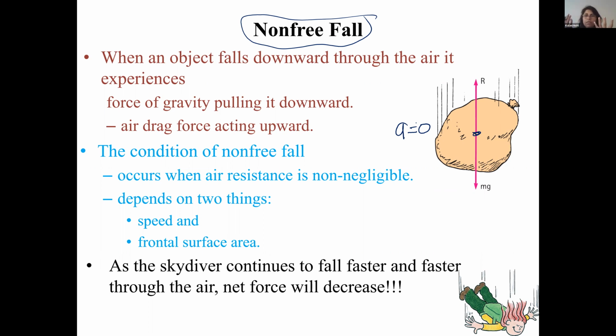When it turns to acceleration 0, the object has a certain velocity. That velocity we call the terminal velocity. Then the object will travel with the terminal velocity without speeding up. That we call non-free fall motion. What will happen is it's going to slow down, then at some point your acceleration is going to be 0, then the object will fall down with the terminal velocity. So skydivers jumping from the sky follow non-free fall motion.